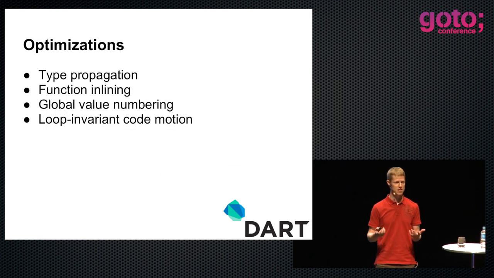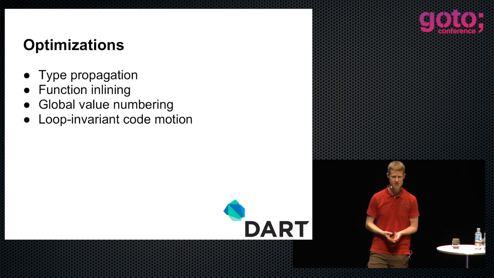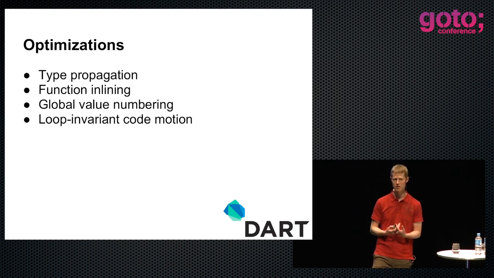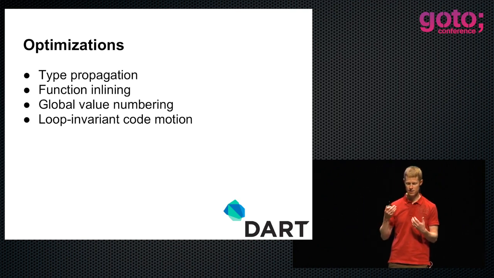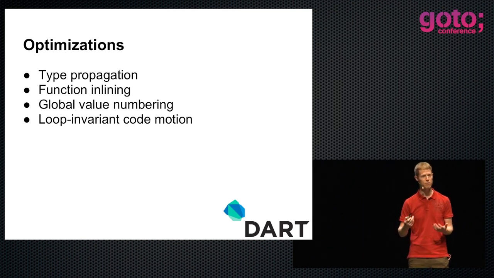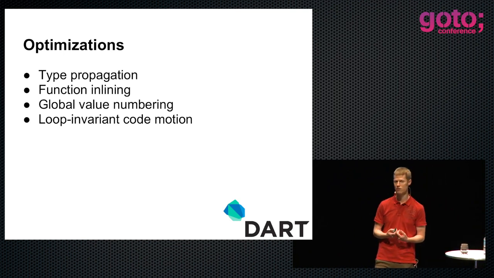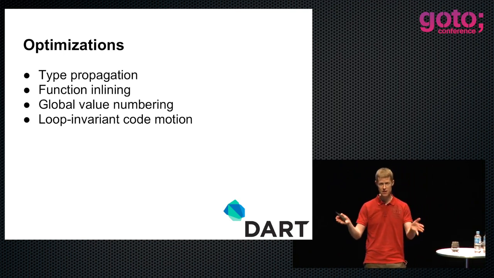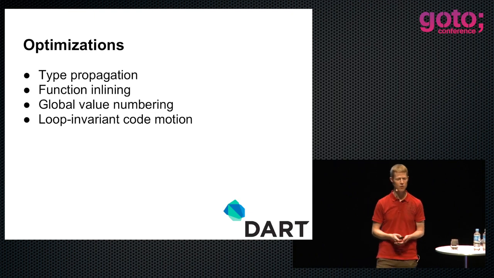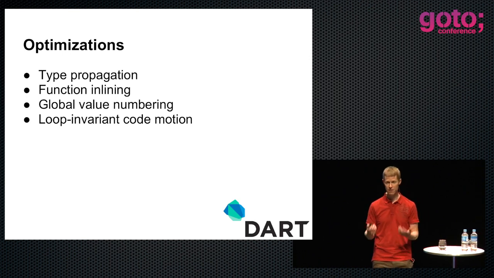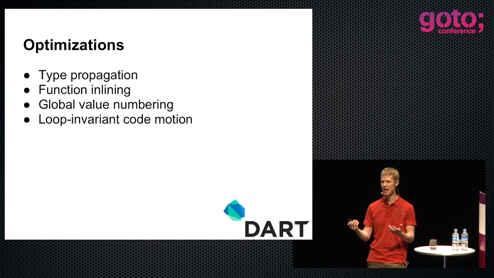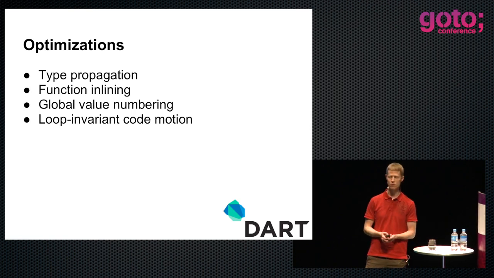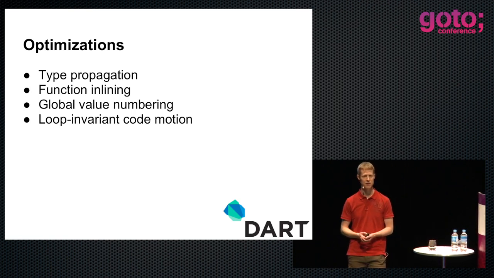So the kind of optimization that we do is listed here. We do a lot of type propagation. We know that we can generate much better code if we know something about the types of the operands involved. So we propagate types through this SSA form, and that gives us a lot of information that helps us optimize. We also do a lot of function inlining. When we know enough about the methods that we are calling, we can actually inline the bodies of them at the call site, which makes certain things much faster.